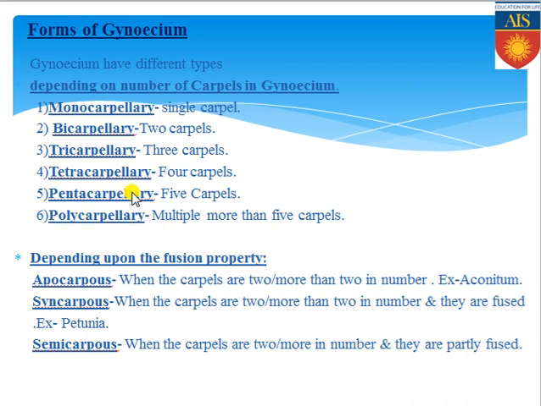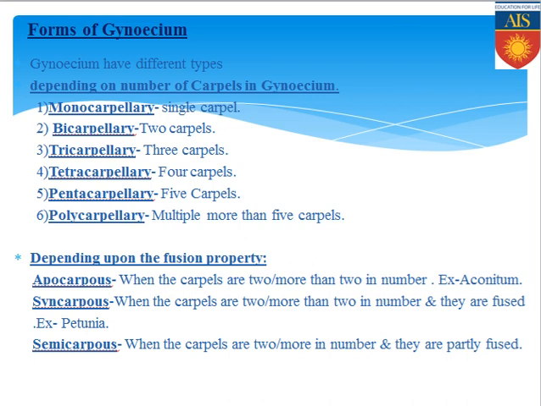Depending upon the fusion property, we have also categorized the carpels. Apocarpous means when the carpels are 2 or more in number and free, they are known as an apocarpous flower. As an example, aconitum. Syncarpous means when the carpels are 2 or more and they are fused, and they are commonly known as a syncarpous flower. Example, petunia. And semicarpous means when the carpels are 2 or more in number and they are partly fused, not totally fused, okay. That's why the word semi has come, so they are known as semicarpous.